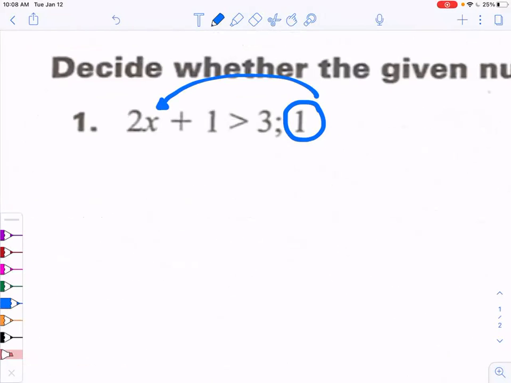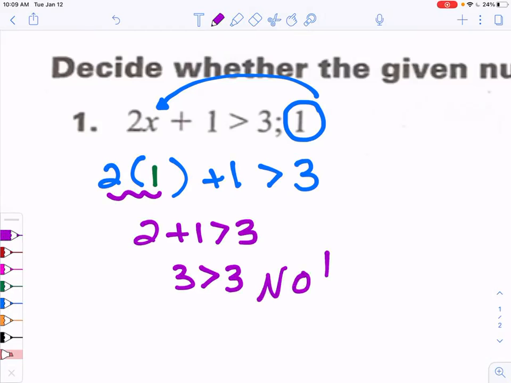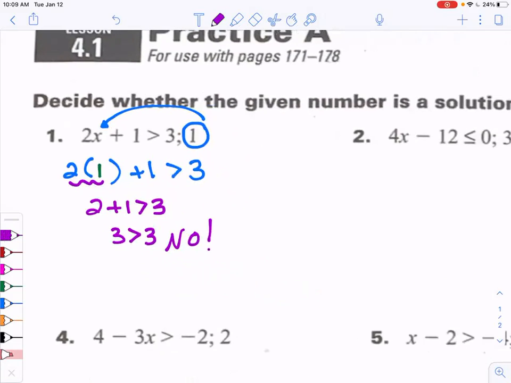So 2x plus 1 is greater than 3. We're going to replace x with 1. So 2 times 1 plus 1 is greater than 3. So we're just taking that number, plugging it in. So Peyton, 2 times 1 is plus 1. What's 2 plus 1? 3. Is 3 greater than 3, Peyton? No, it's equal to 3, but it's not bigger than 3. 3 is not bigger than 3. So that is not a solution. So you just write no, not a solution. Let's try the next one.